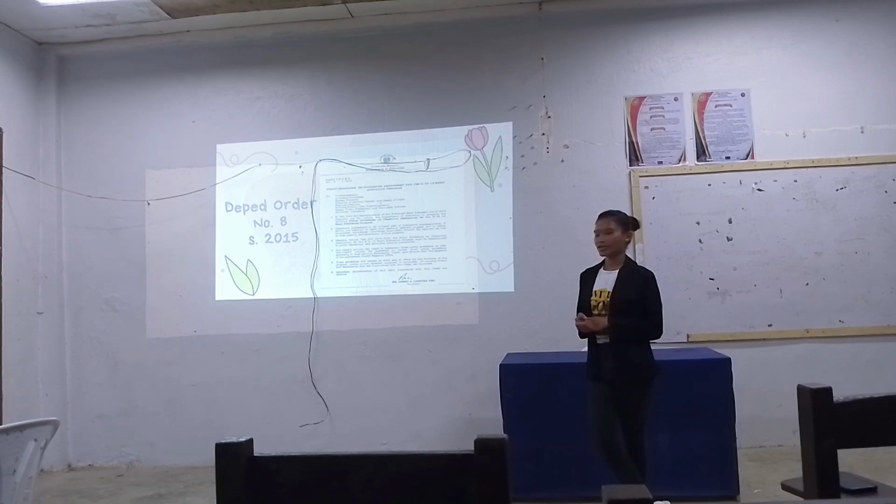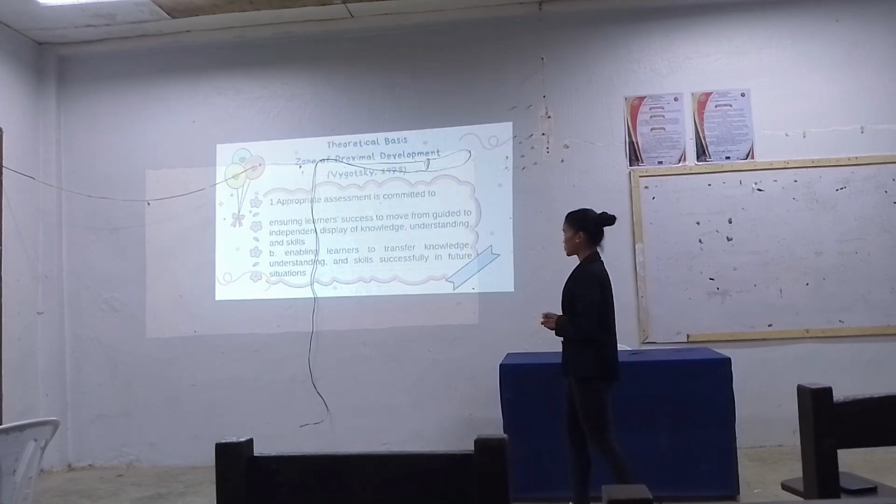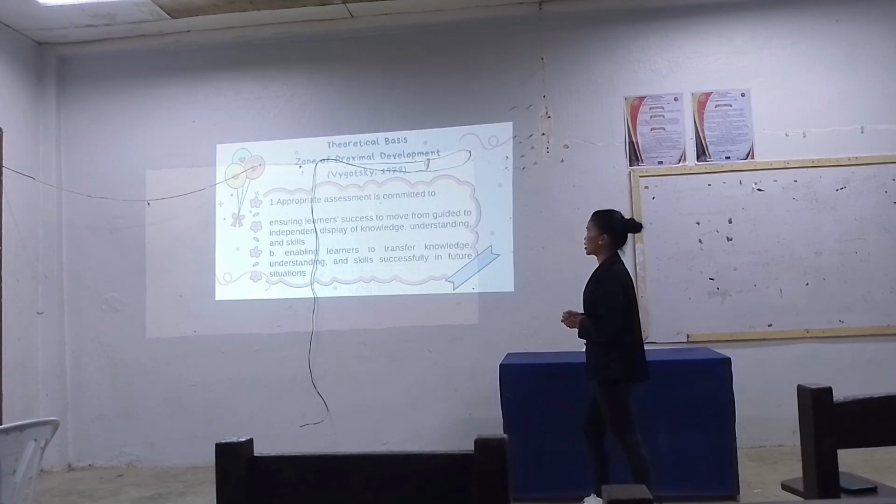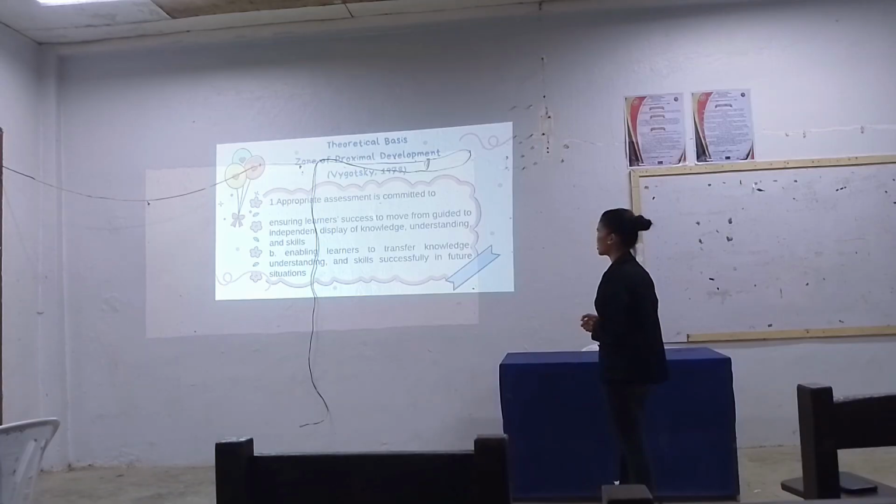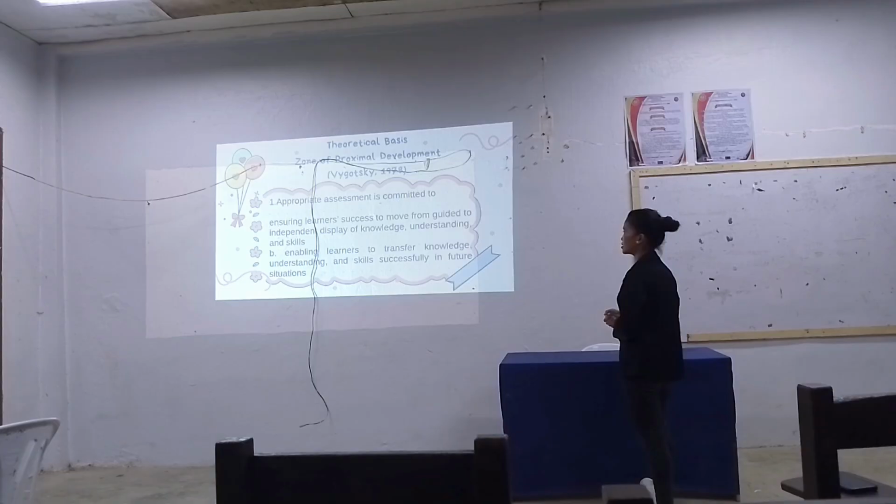acquisition of the learners. So next, it is rooted in the theoretical basis, which is the zone of proximal development by Vygotsky. So the first one, in the theoretical basis, zone of proximal development by Vygotsky, is that appropriate assessment is implemented to ensure learning success, to move from guided to independent display of knowledge, understanding, and skills.